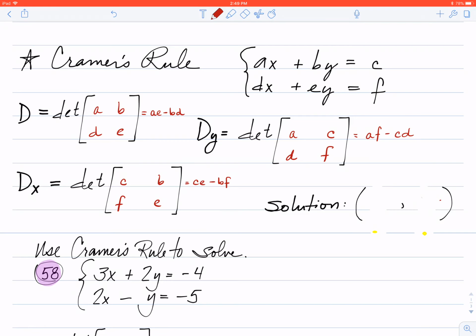Now, what do you do with them? Remember that to solve a system, we're looking for where my graphs cross over each other. My solution is the intersection of the graphs. So you'll notice I've got my coordinate already set up. So my solution, the x piece of my solution, is going to be determinant sub x divided by the plain old determinant. The y value of my solution will be determinant sub y divided by my plain old determinant.